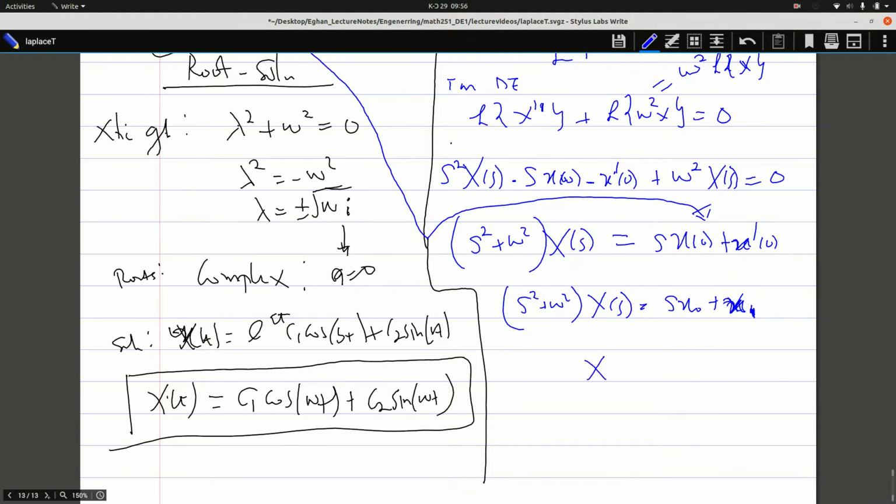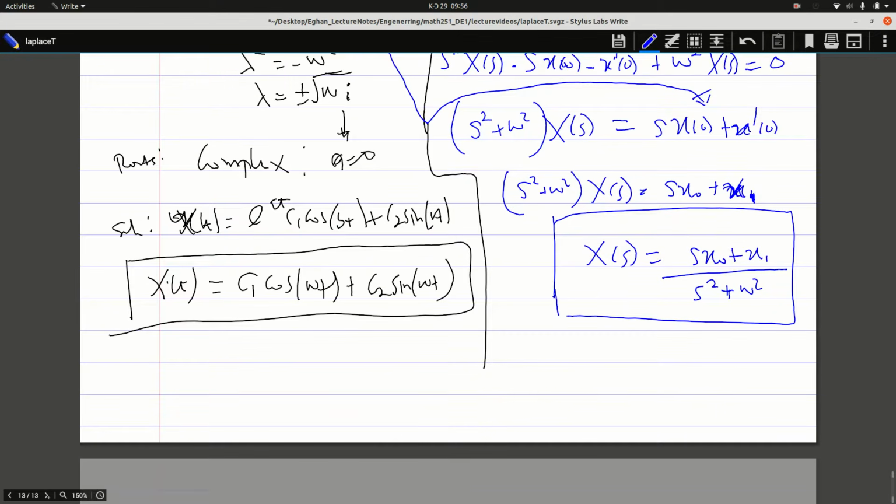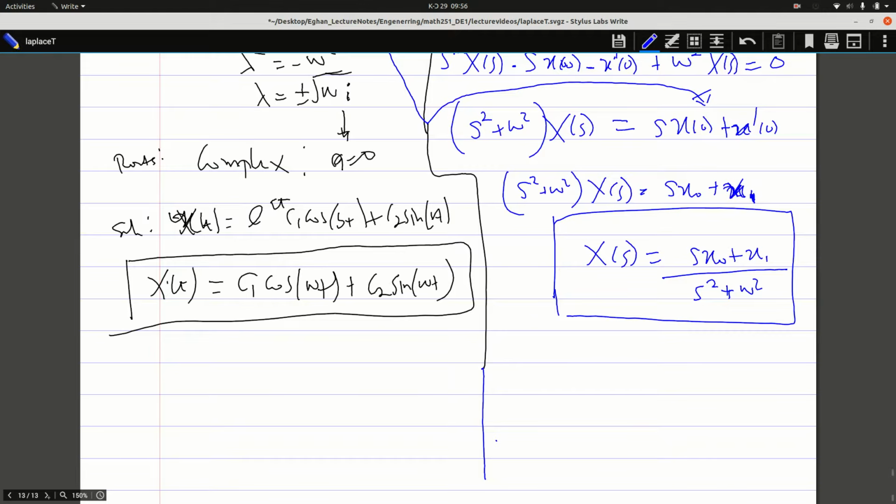Now I can have my X of s given as whatever I have on my right hand side, all over the coefficients. This is what I have. This is a solution in the frequency domain, and hence I have to take the inverse Laplace transform. So the next step is to take the inverse Laplace transform of the problem. So the inverse Laplace of my big X is equal to the inverse Laplace of everything here.